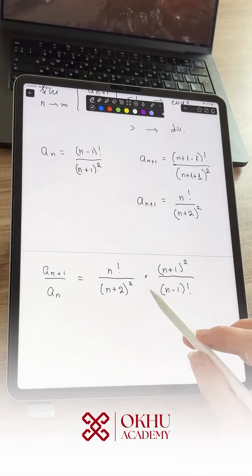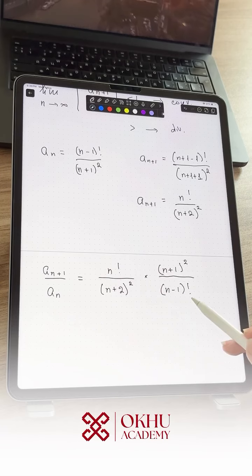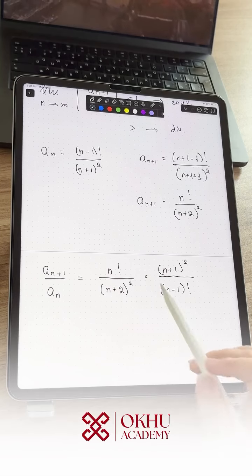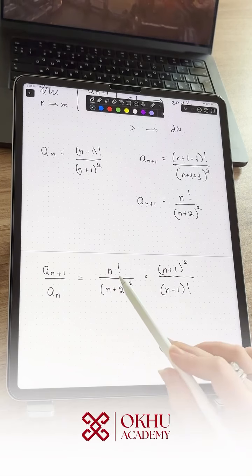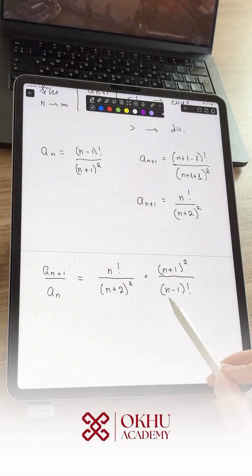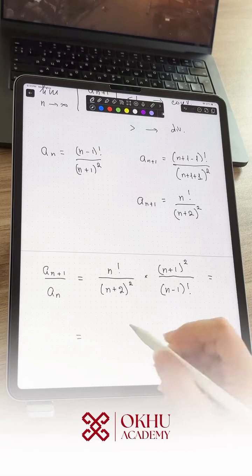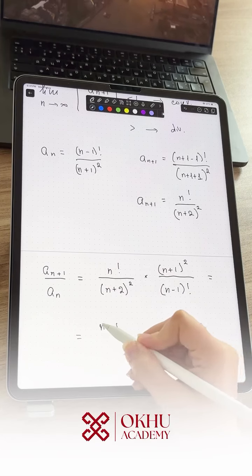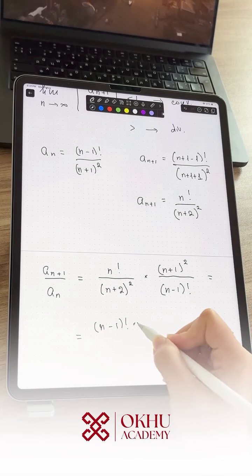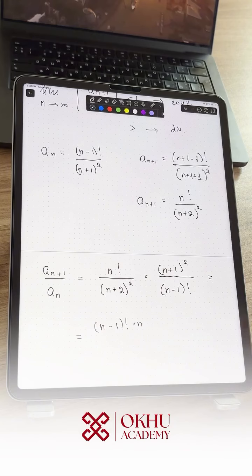So when we have factorial expressions, in order to simplify them, we have to express the bigger factorial in terms of the smaller one. Between n and n minus 1, obviously n is bigger, so I have to express n factorial in terms of (n minus 1) factorial. And we are going to write this as (n minus 1) factorial multiplied by n, since factorial is basically the product of the elements starting from 1 till that number inclusively.